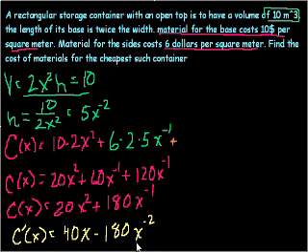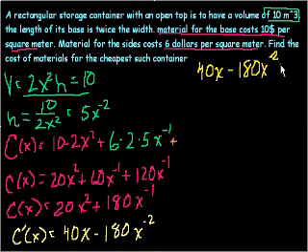Okay, so we want to set the derivative to find a minimum or maximum point. At minimum or maximum points of the curve, the slope is 0. So the derivative is 0. So let's figure that out. So 40x minus 180 x to the minus 2 is equal to 0.